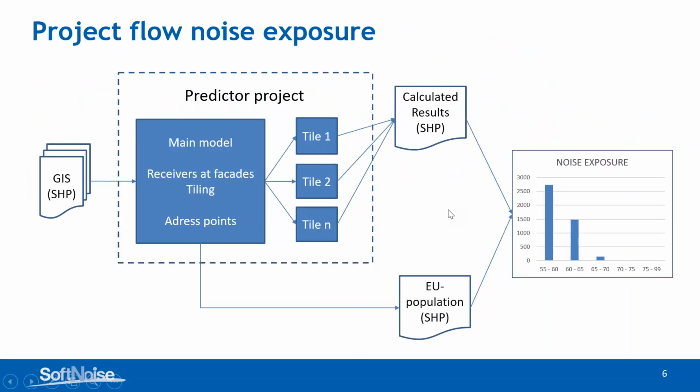Okay, this graph gives an overview of the project flow for an EU noise mapping project. And I will demonstrate part of this project flow. First, you have to import your data of the buildings, the ground regions, the height lines, and they of course come from a GIS system, and mainly they will be in shape format. You import them in the main model in your Predictor project. Then in the main model, you will create receivers and facades, and you will tile the model.